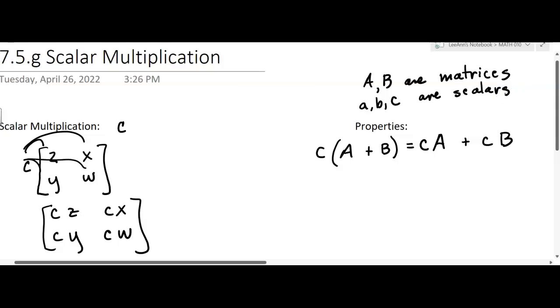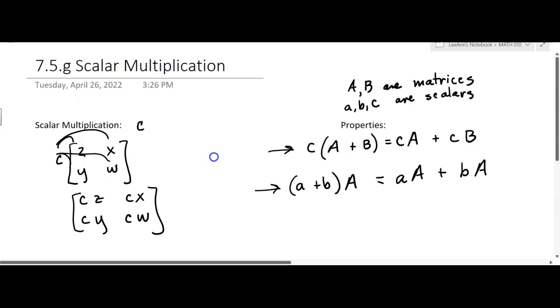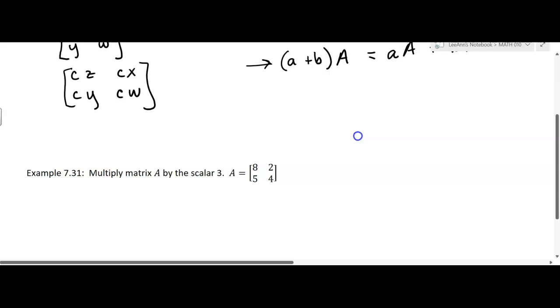Okay, I think it got a little big. Okay. The other property says, well, if you have two scalars, like a plus b, and then you're going to multiply it times some matrix, well, you could do those separately. You could say a times A plus b times A, and that would work as well. Okay, so here we're distributing a scalar over the addition of two matrices. Here we're distributing a matrix over the addition of two scalars. Okay, that might be a little confusing, but I wouldn't worry about it too much.